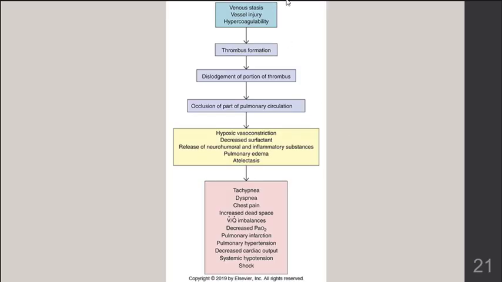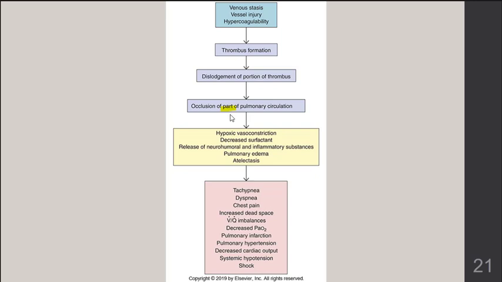We've spoken about the top part here already, that some sort of issue with the venous system or an issue with coagulation could lead to the formation of a clot. This clot, or a portion of it, could then be dislodged, and then it ends up causing occlusion of part of the pulmonary circulation. It's important to say that it could be just part of the pulmonary circulation, because it usually only blocks one area of the lung. If it's massive, then that's a little bit different.